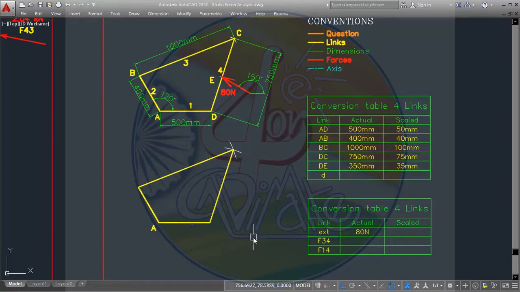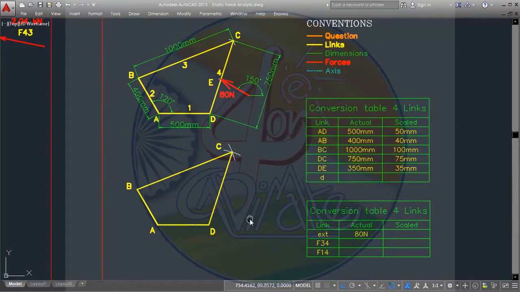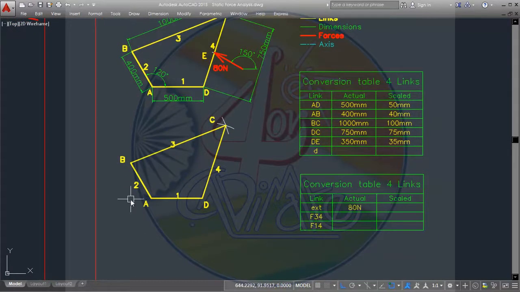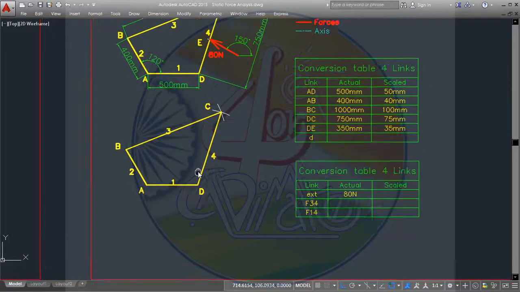So this is A. This is B. Then this is C. This is D. Fine. Then coming to the number of links, this is link number 1. This is link number 2. This is link number 3. And this is link number 4. Fine. So this angle is 120 and the lengths you have all taken.